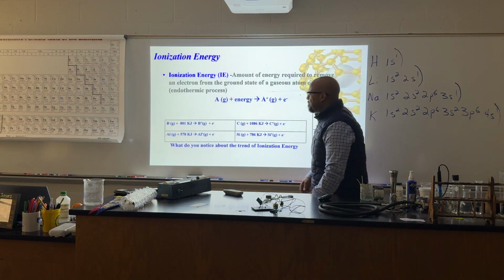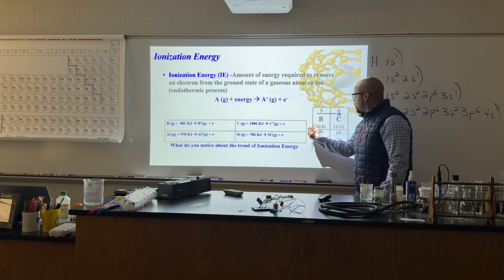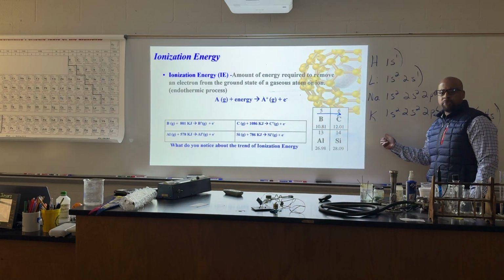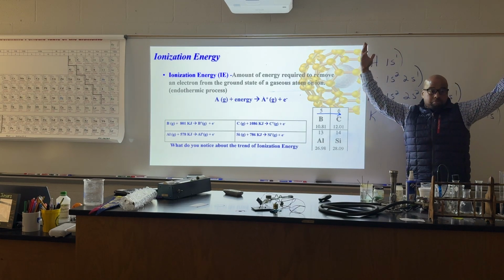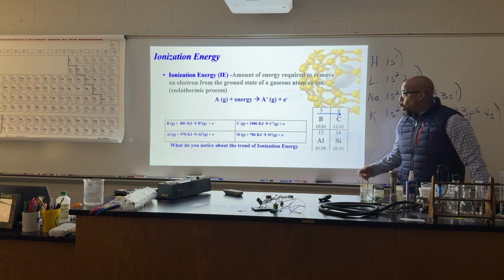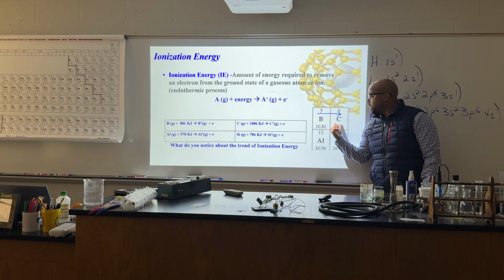Why is it costing more energy to pull the electrons away from the atoms as I move across the periodic table? What could be a logical reason? Because there's more protons, so there's a stronger force. That's it. Who's responsible for holding those electrons in? It's going to be the number of protons in this case.